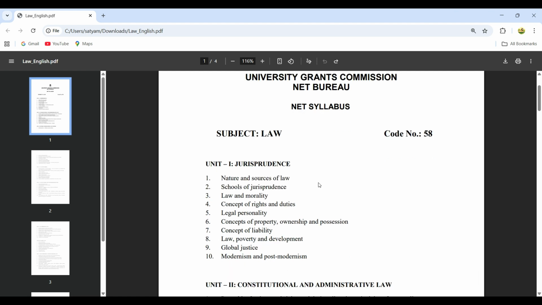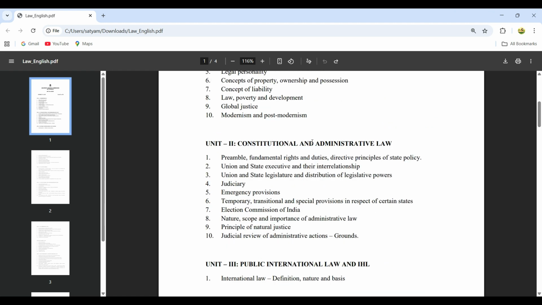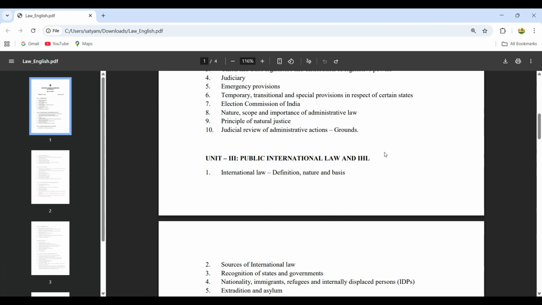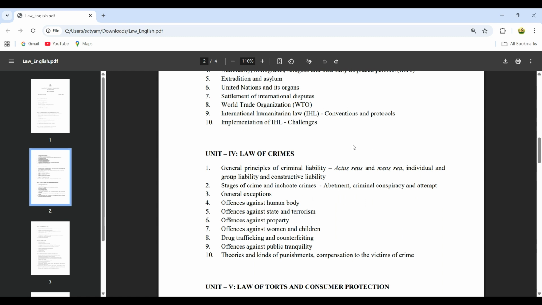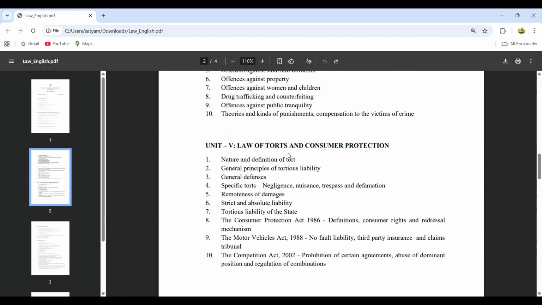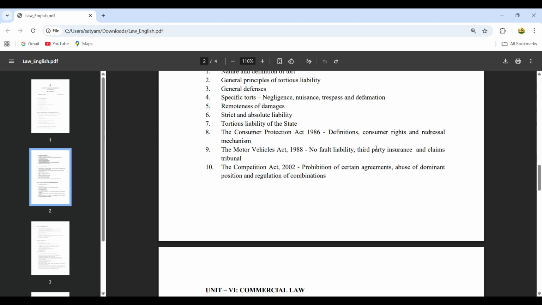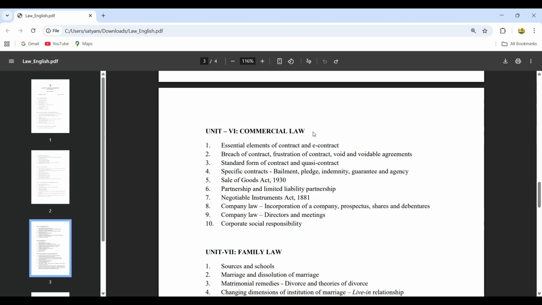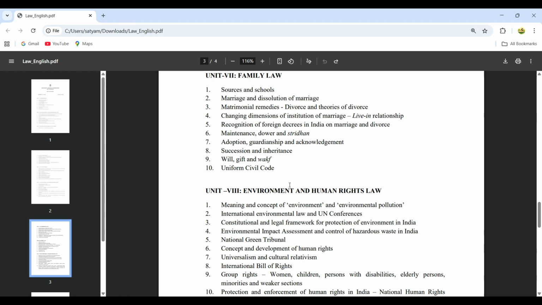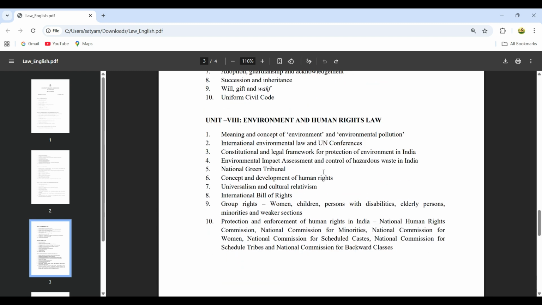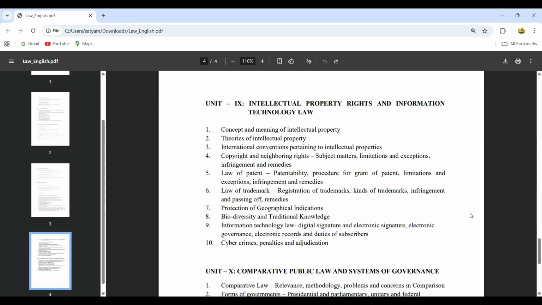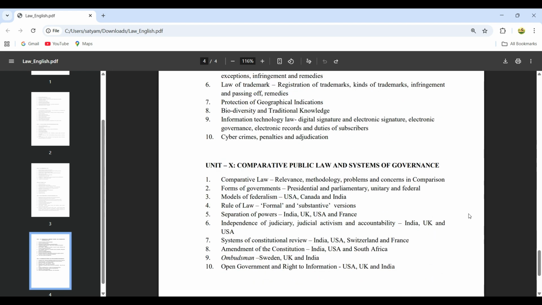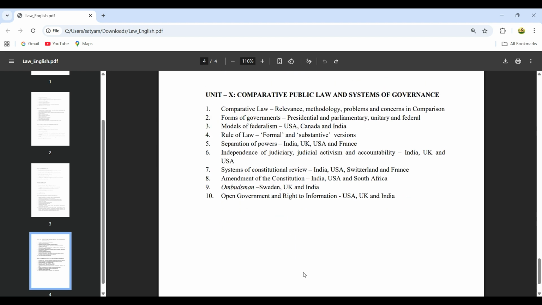Now law syllabus is divided into 10 units. Unit 1 jurisprudence, unit 2 constitutional and administrative law, unit 3 public international law and international humanitarian law, unit 4 law of crimes, unit 5 law of torts and consumer protection, unit 6 commercial law, unit 7 family law, unit 8 environment and human rights law, unit 9 intellectual property rights and information technology law, and unit 10 comparative public law and systems of government.